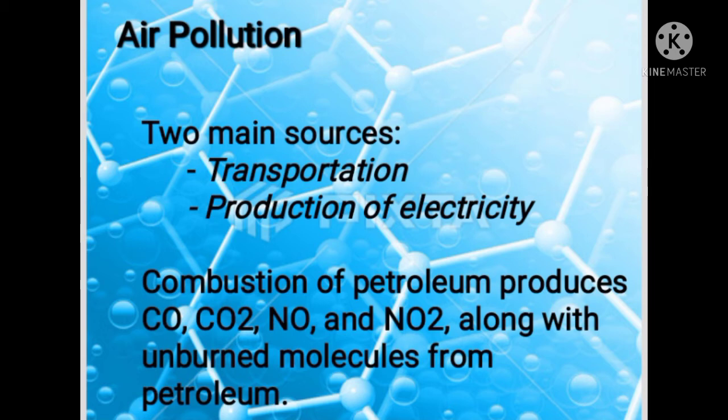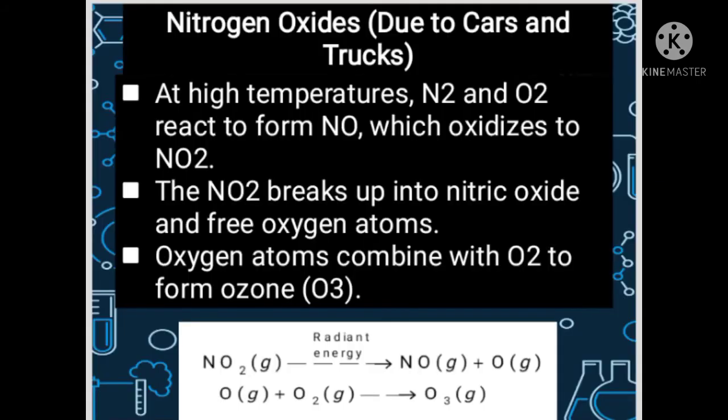Combustion of petroleum produces CO, which is the carbon monoxide, CO2, the carbon dioxide, NO, and NO2. We have here the NO2 along with unburned molecules from petroleum. Next, we have the nitrogen oxides due to cars and trucks.